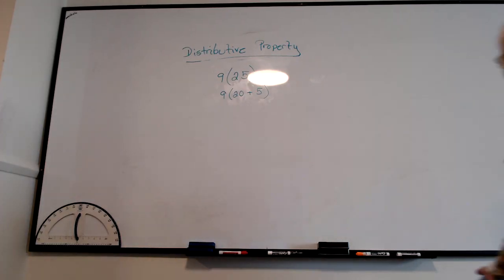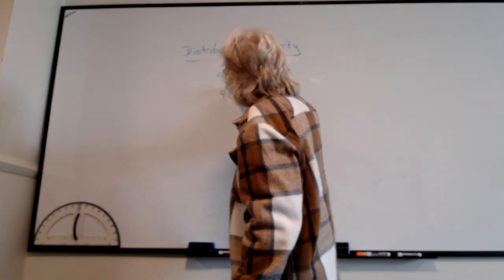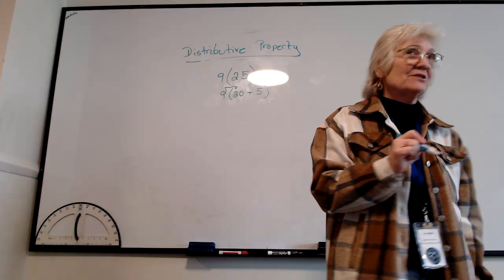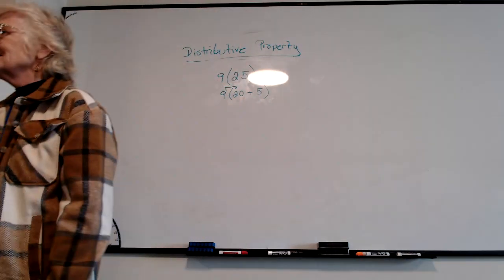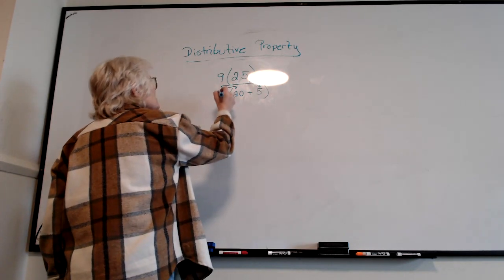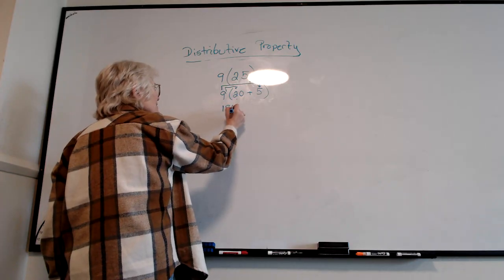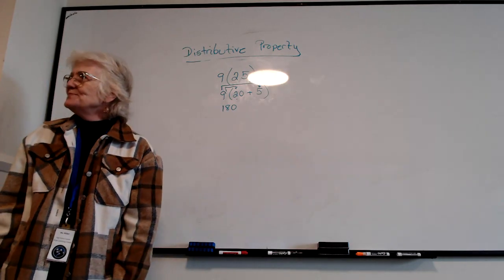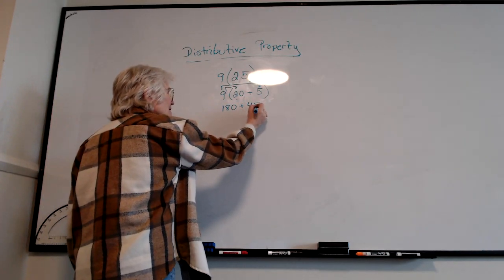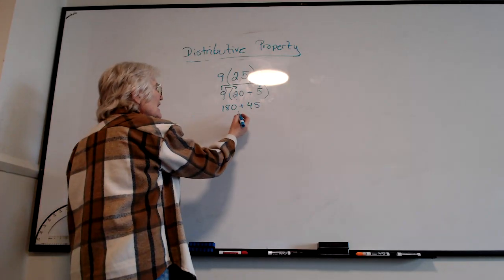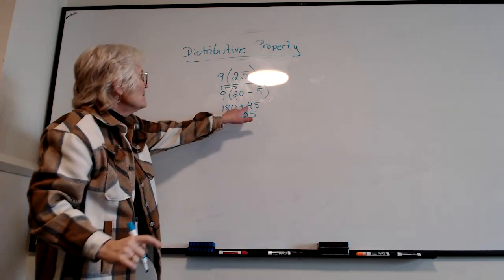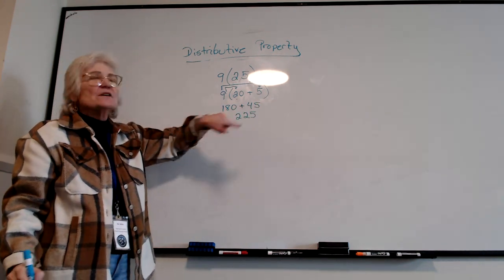Now I can distribute. You know what makes this nice? I can do 9 times 2 because I know how to do 9 times 2, or I should know how to do 9 times 2. I put the 0 on the end because it's got that 0 there. And then I do 9 times 5 and I add them together. So 9 times 2 is 18 with a 0 is 180. Okay. 9 times 5 is 45. Now I can add these two together, which is 225. Because 4 and 18 is 22, the 5 comes along.